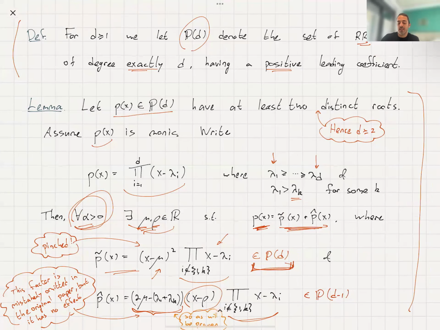Okay, so to recap, you can write any polynomial in P_d, let's say it's monic, as a sum of two polynomials which are simpler. More precisely, for any parameter alpha, you can find the two polynomials. The tilde one will have the same degree, so it's not simpler in that sense, but it's going to have a double root. So in a sense, the number of distinct roots goes down by 1. And P hat is going to be a degree d minus 1 polynomial, so it's a simpler polynomial. But what do we know about this mu and rho?